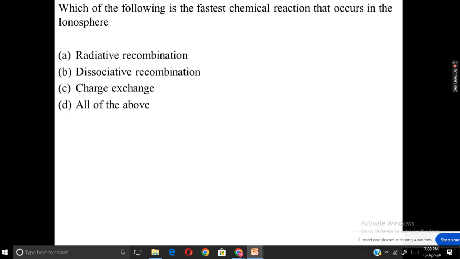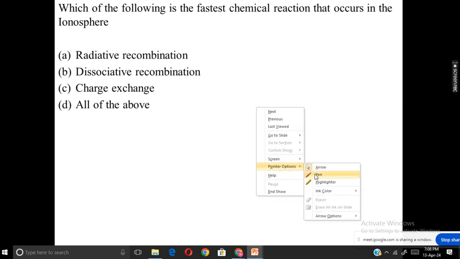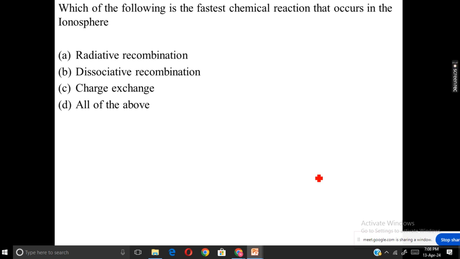Next question. Which of the following is the fastest chemical reaction occurring in the atmosphere? Like we had learned, there are different types of reactions which help in the production of ions and electrons in the atmosphere. We have named them and learned these reactions in the previous classes. The options are: radiative recombination, dissociative recombination, charge exchange, and all of the above.